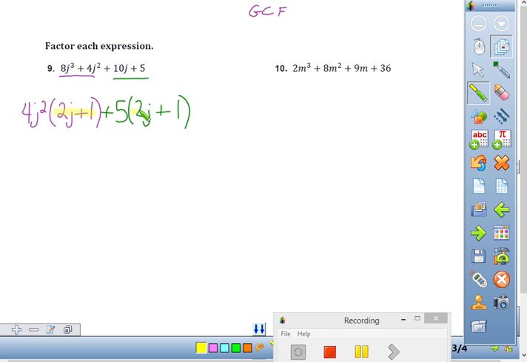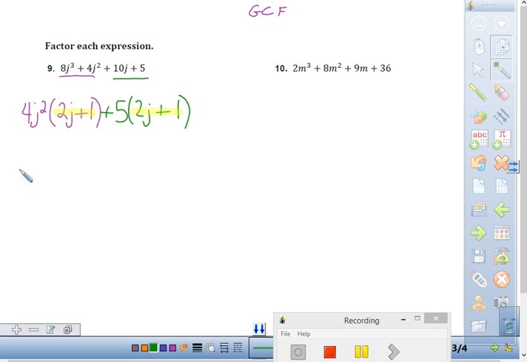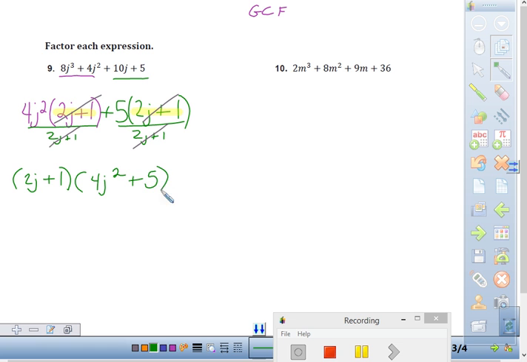Double check. Does my chunk match? Now, my chunk matches, so this is like another common factor, so I can divide it off. So 2J plus 1 goes on the outside. So if I divide this by 2J plus 1, and if I divide this by 2J plus 1, then this is going to come off and that's going to divide off, divide off, divide off. And I'm going to be left with 4J squared plus 5.